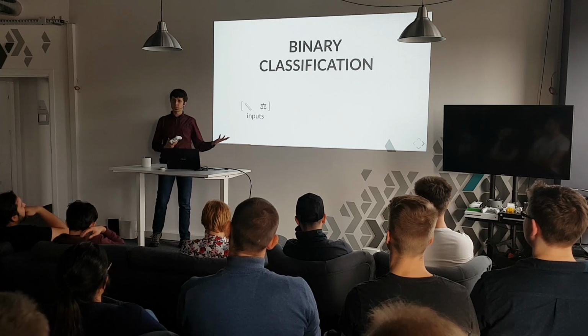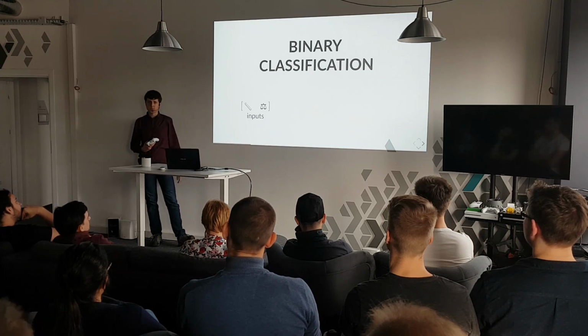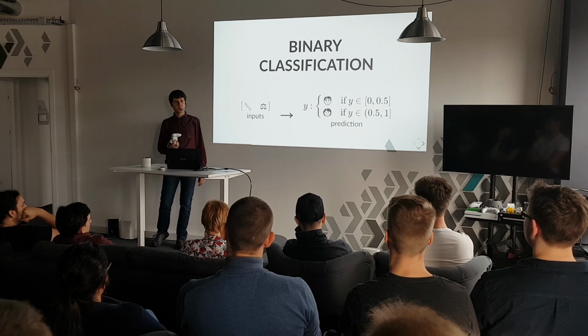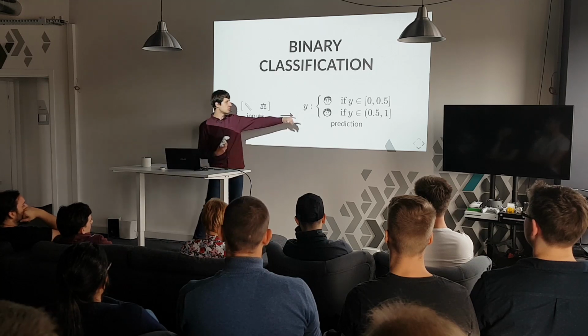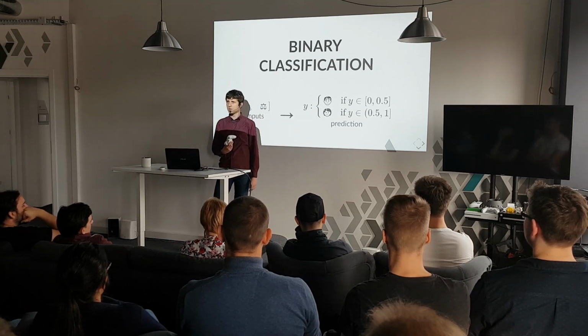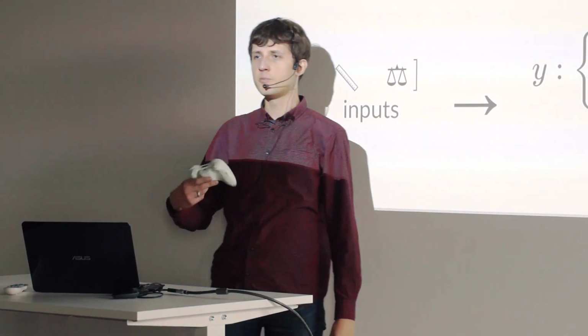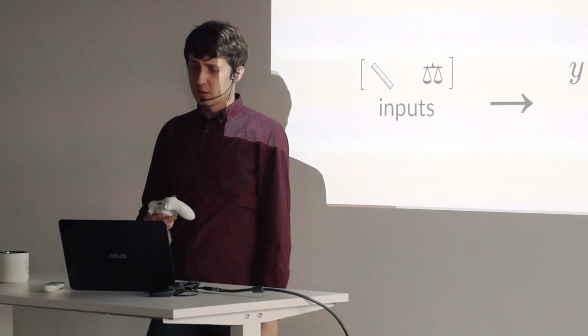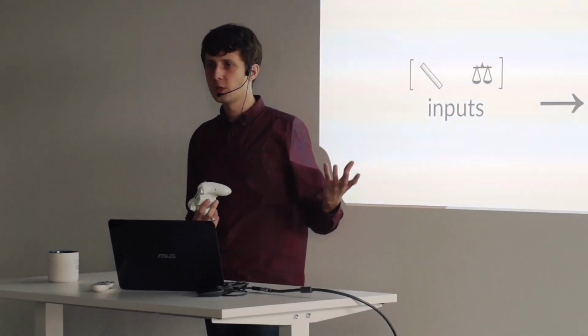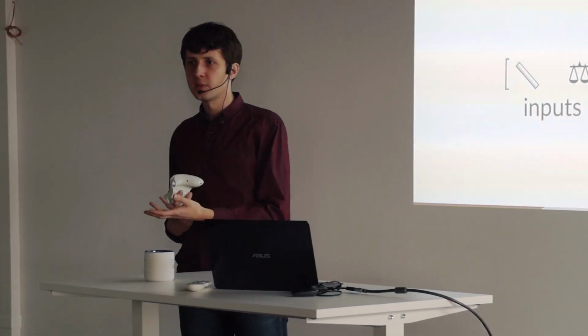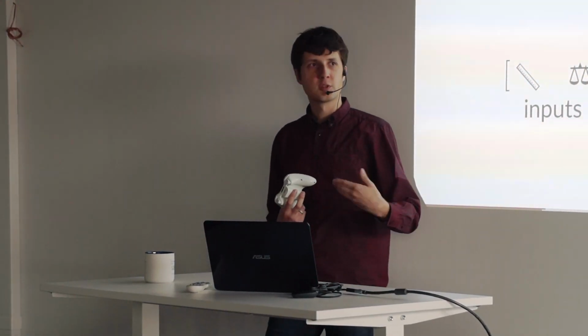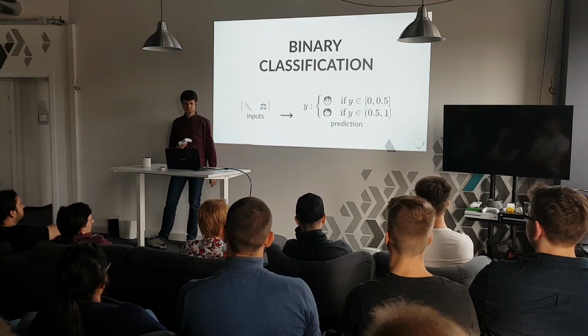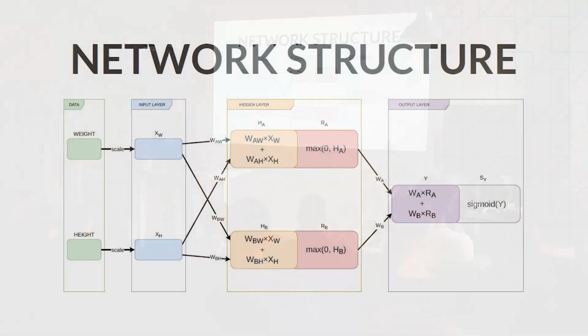So this problem can be seen as a binary classification problem. We get those two inputs, the height of a person and the weight of a person, and we pass this through the neural network that generates a single output. And this output is a probability of being a woman. So if it's a probability, it needs to be within the range of 0 to 1. And we assume that 0 to 0.5 is a man, and above 0.5 is a woman.